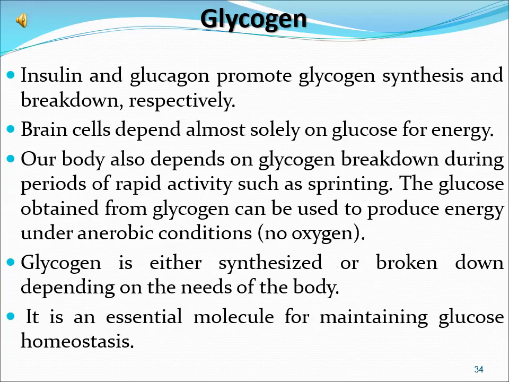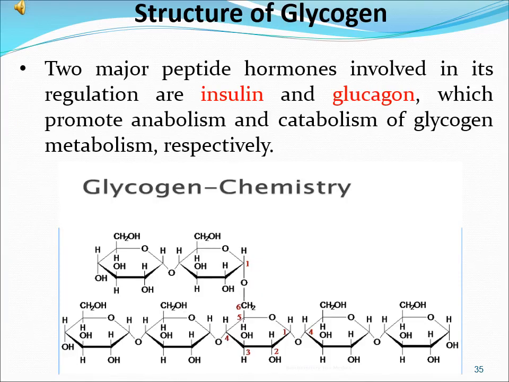Glycogen is either synthesized or broken down depending on the needs of the body. It is an essential molecule for maintaining glucose homeostasis in the body. Two major peptide hormones involved in its regulation are insulin and glucagon, which promote anabolism and catabolism of glycogen metabolism respectively. Here we see the structure of glycogen, in which 1,4 linkage and 1,6 linkage of glucose units are available.